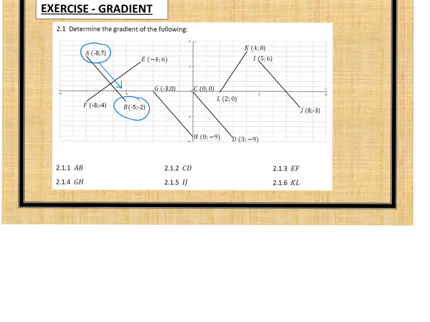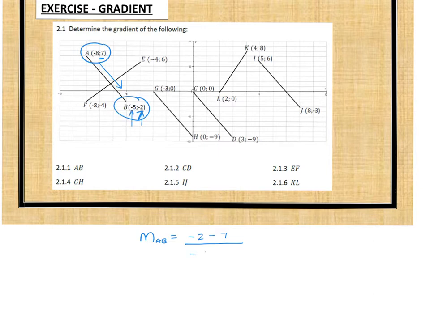All right, so we're working with AB. So the gradient of AB, small letter m, and then you just write AB so you know what line you're working with. Now, here is our tricky bit. Some of you forget it's Y's at the top, X's at the bottom. So it's going to be negative 2 minus 7. So that's my Y value from both. Then you've got to keep it in the same order. So I started with B's Y value, so I've got to start with B's X value.